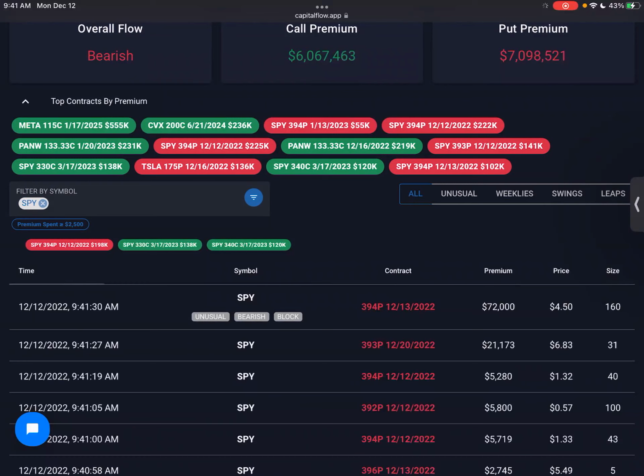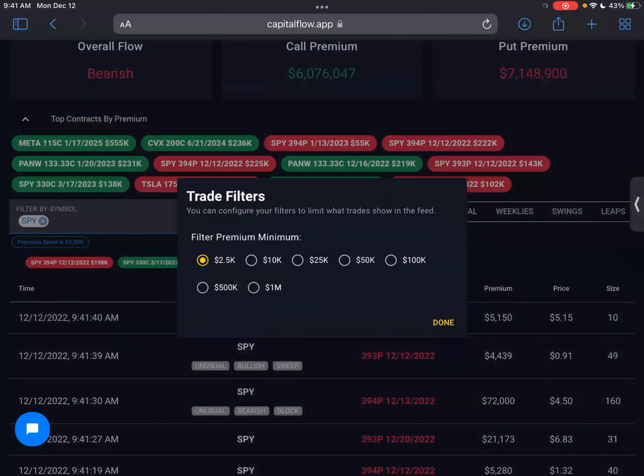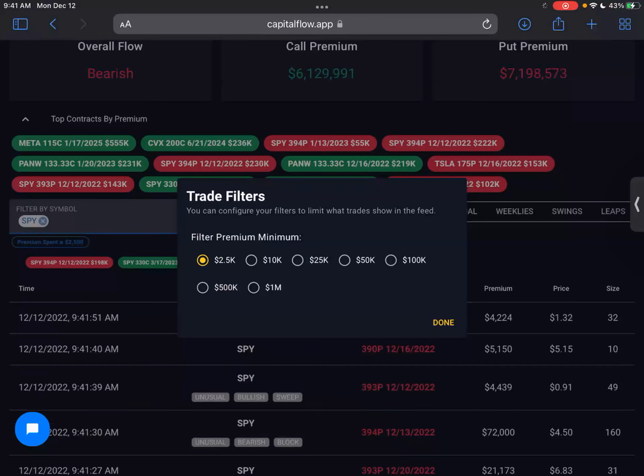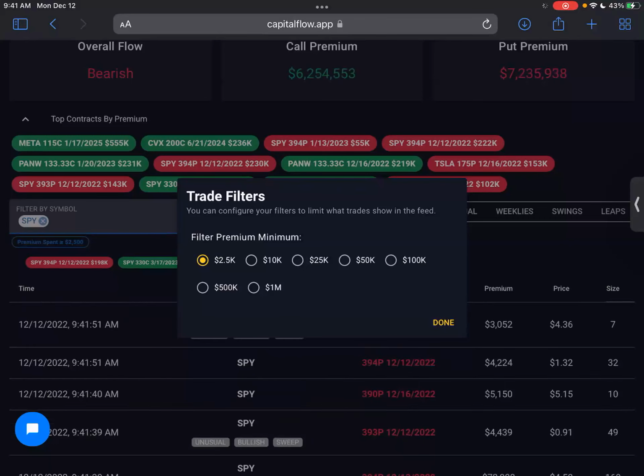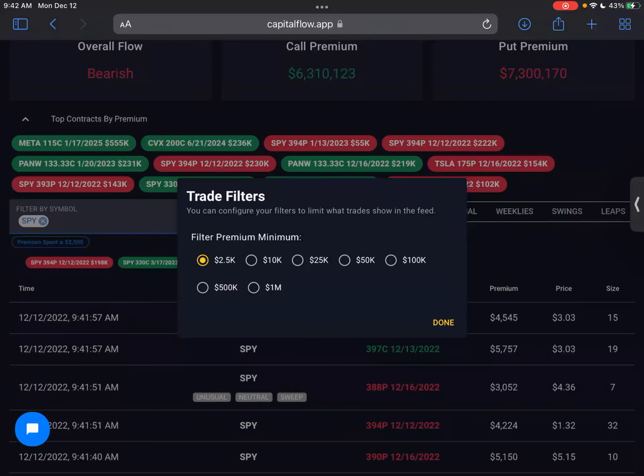So what you can do is you click this blue button in that same box that says filter by symbol, and then you get the trade filters or the minimum premium filters. So you can select these and it'll show you anytime somebody spends that amount of money or more on a contract. So you can see 10K or more, 25K or more, 50K or more, 100, 500 or $1 million or more, right?